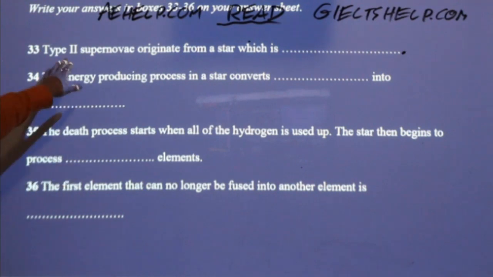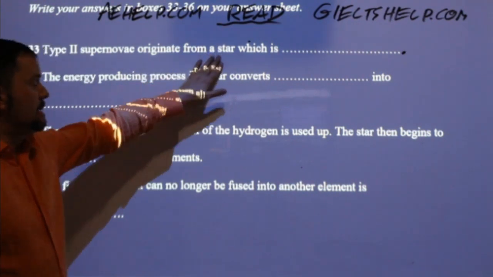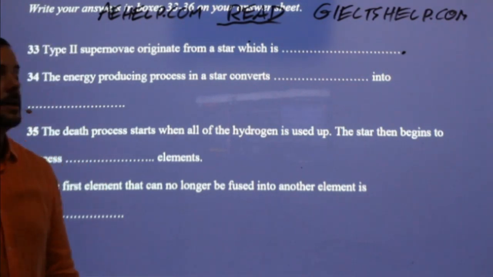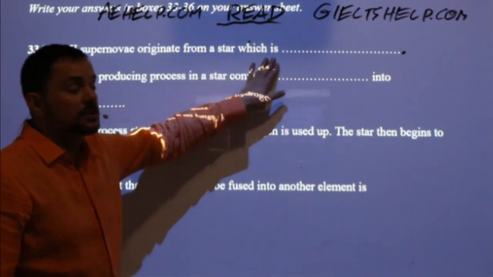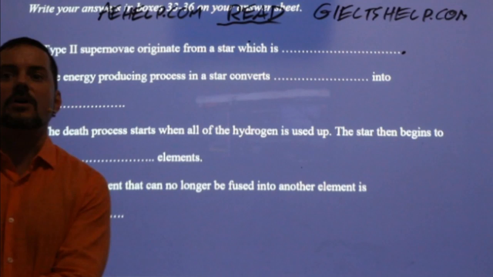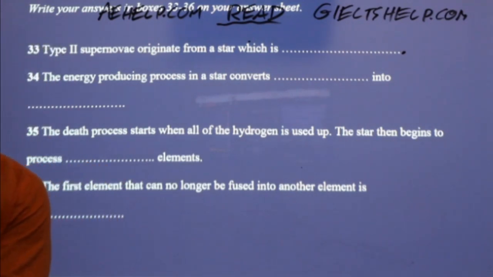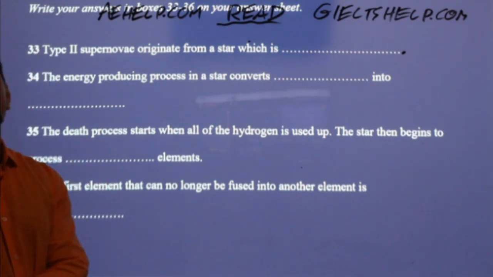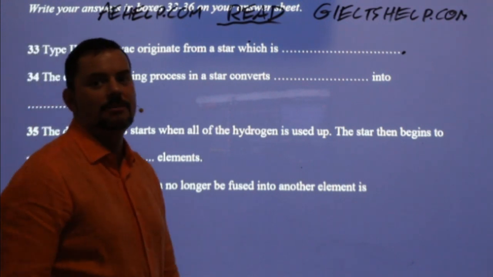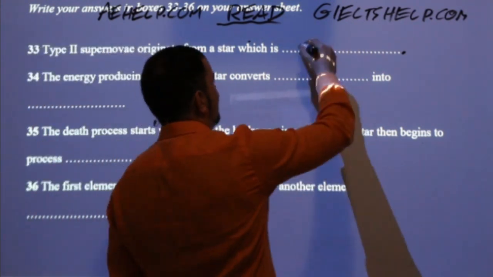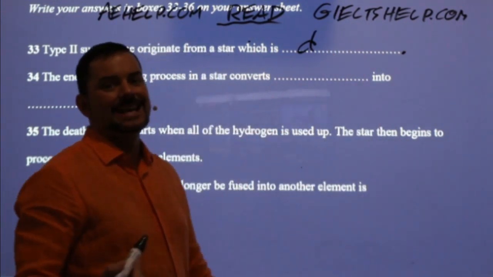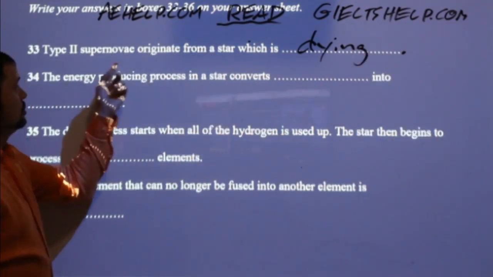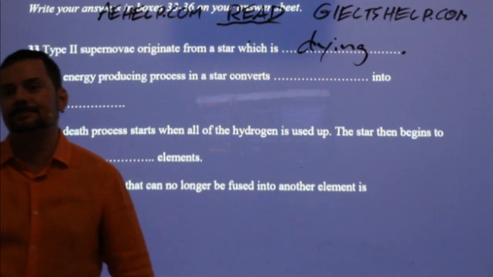So type 2, that's still me, is a Pac-Man star gobbling up all of those elements. So a type 2 supernova originates from a star which is not a fallen star, so we don't say that. It's a dying star. But you don't need dying star, Carolina. You just need dying. Yeah, Juan Pablo Avila, thank you. This is dying. That's all you need. Type 2 supernovae originate from a star which is dying.